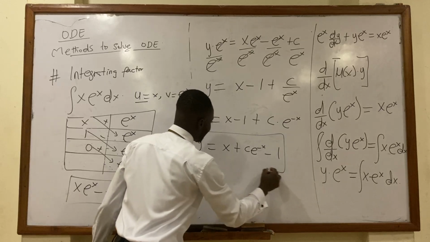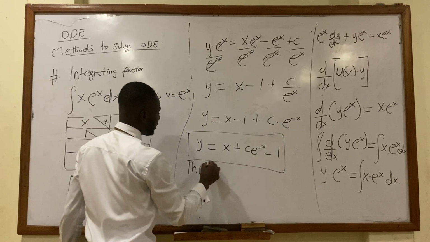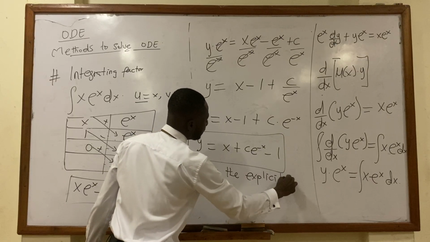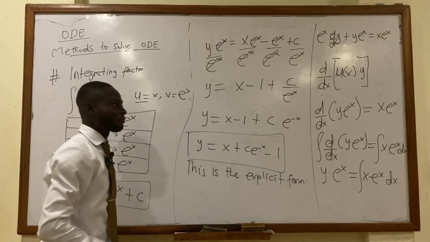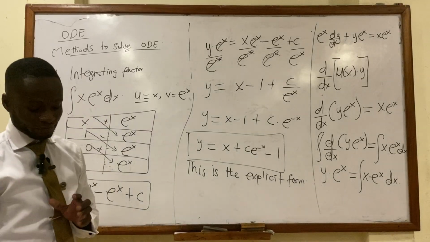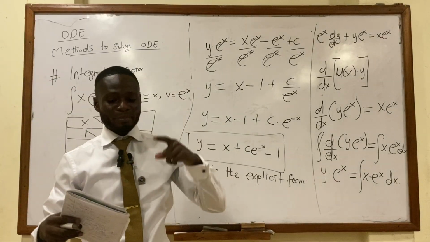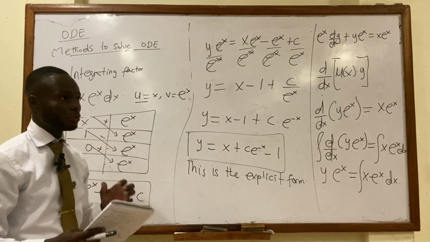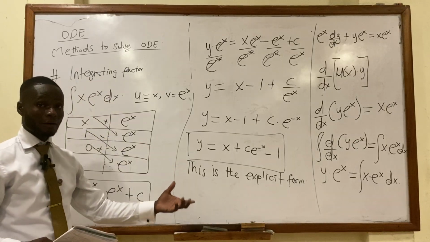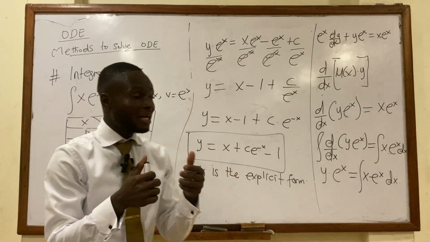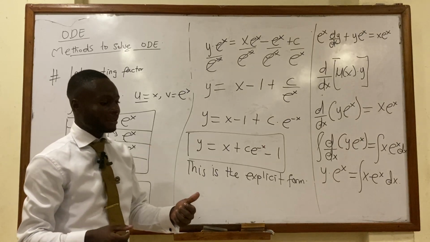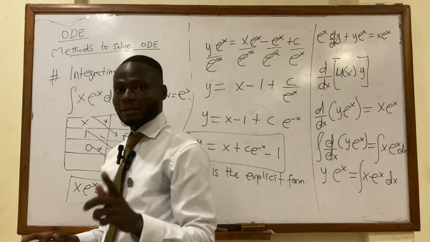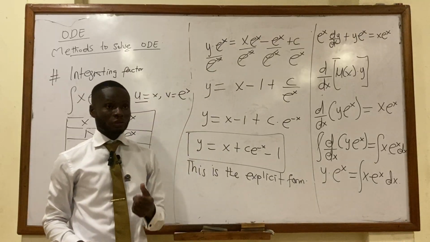as our final answer. And this is the explicit form. All right. The question is very easy. I just decided to explain it very well for you to get the understanding so that any other problem that will be put forward, you'll be able to answer. All right. So basically, the idea of the integrating factor, the separable method, the homogeneous method is to make the y the subject. And that is the explicit form that we are talking about.